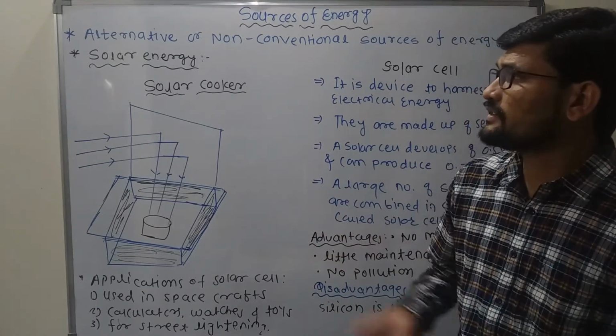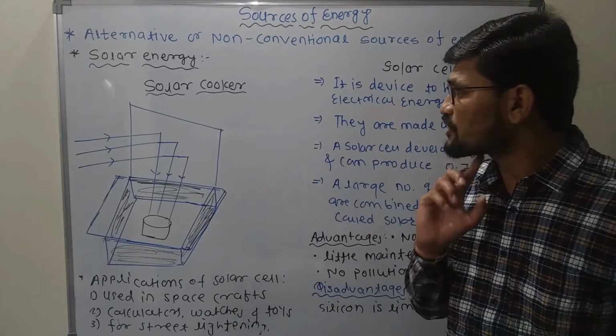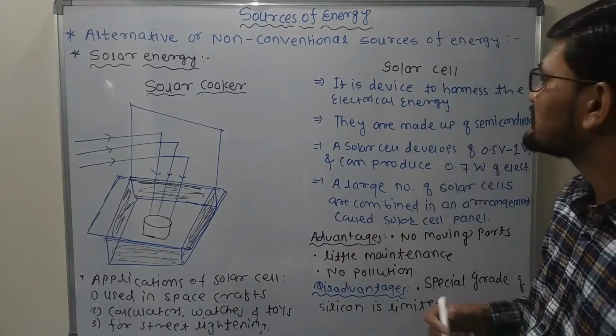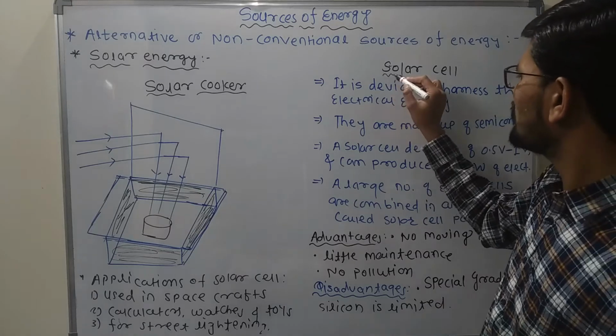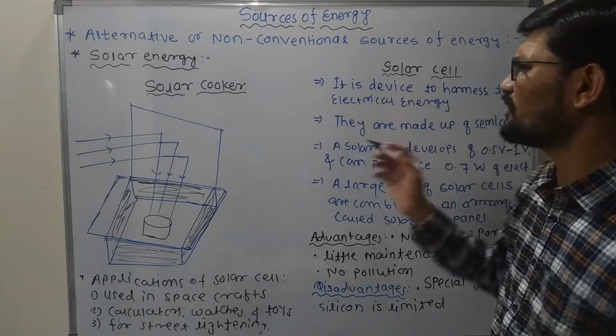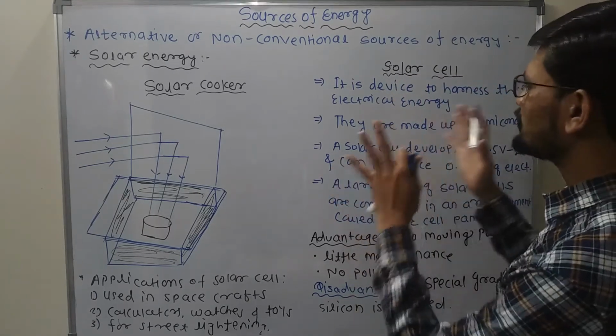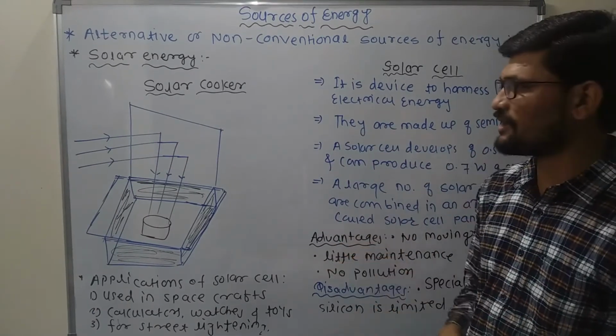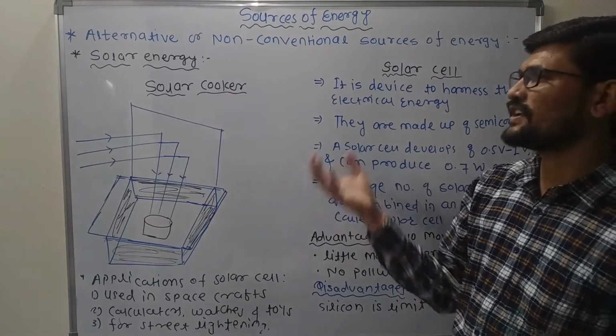The first one, which totally depends on solar energy, is called the solar cooker. There is another one called the solar cell. There are other devices also, like solar furnaces and all. But I thought these two are very important, so they need to be discussed. Okay? So this one is the solar cooker.